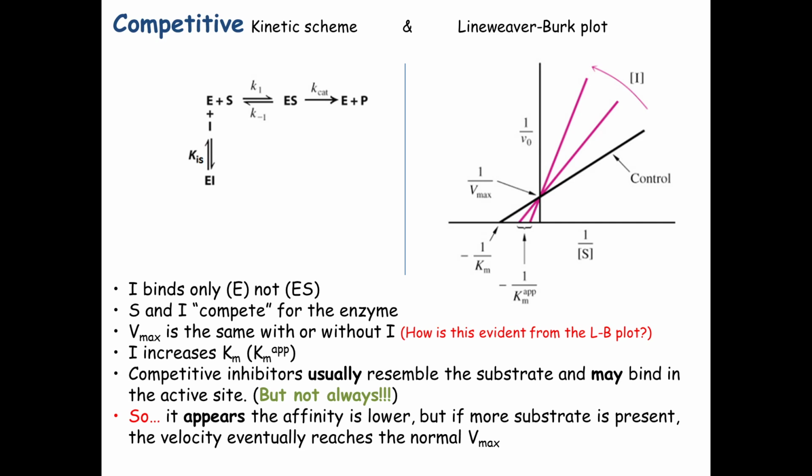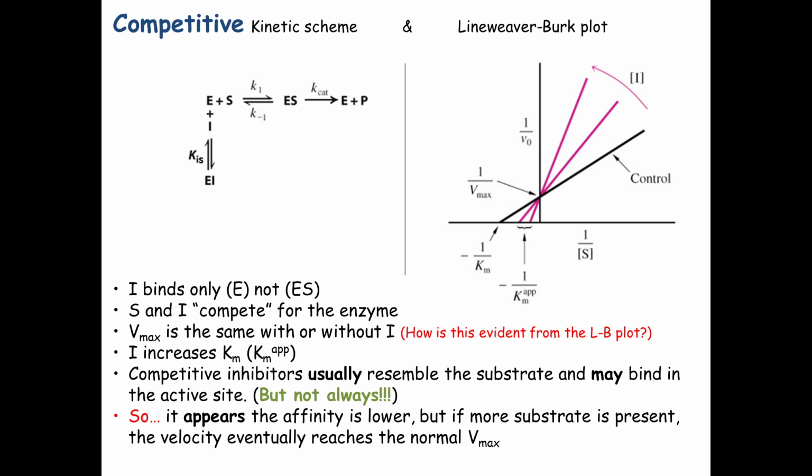Okay? The other thing I want you to get out of this diagram, ignoring the I for a second, is the ES becoming E plus P. Right? So the ES complex is the only thing in this whole diagram that can actually make a product. So the concentration of ES determines how much product I can make. Right? Under what conditions could I make the most product per unit time? In other words, how can I make it as fast as possible?